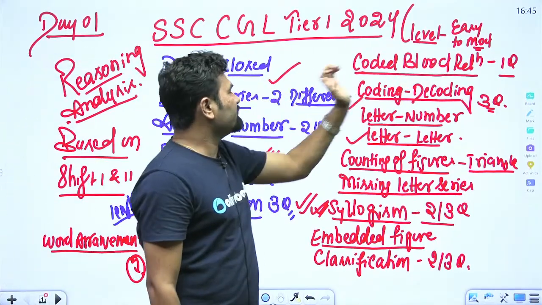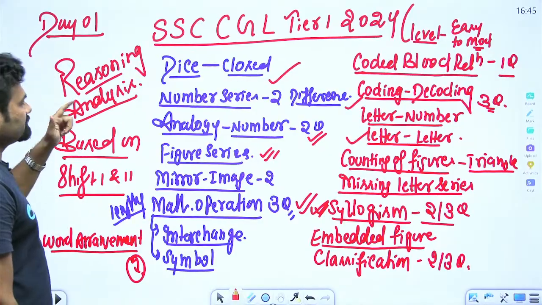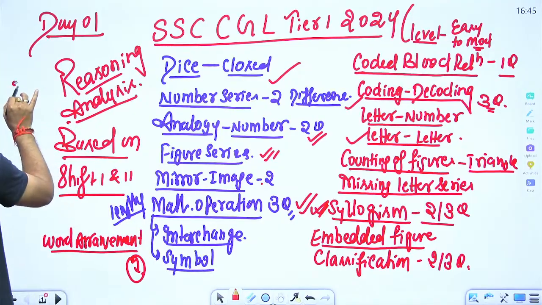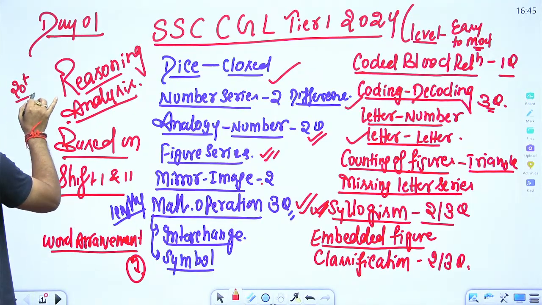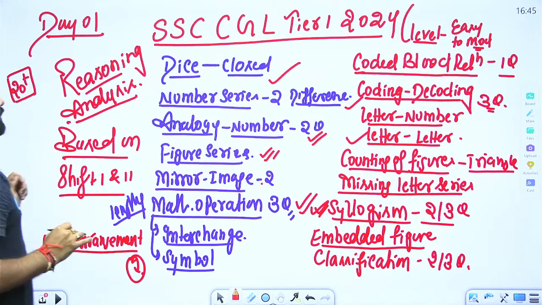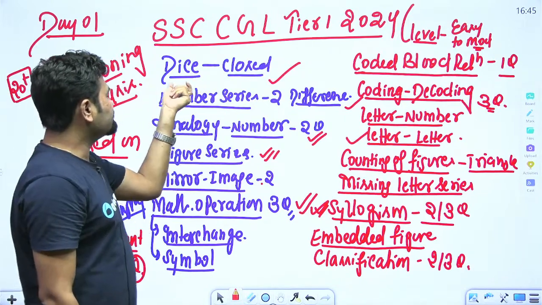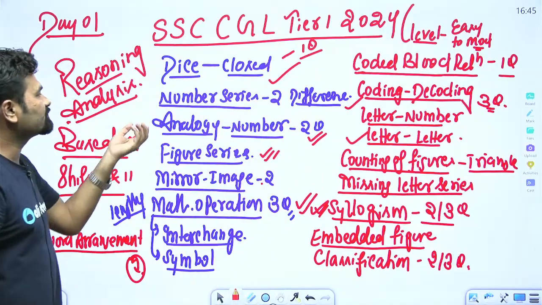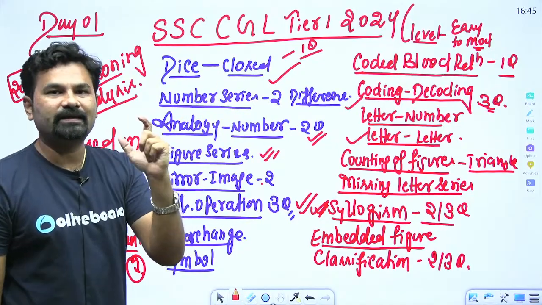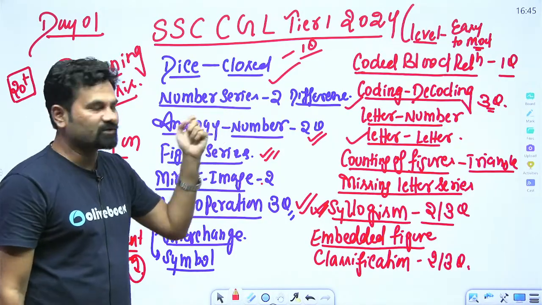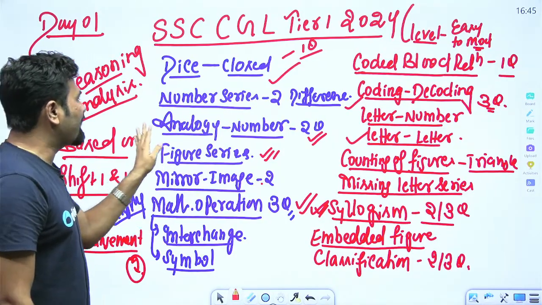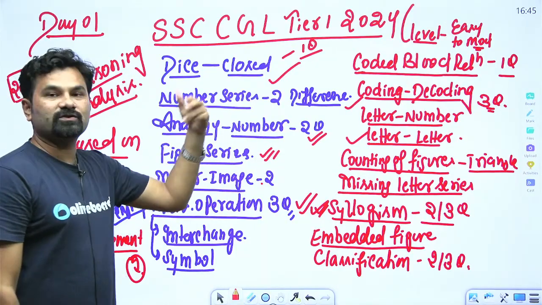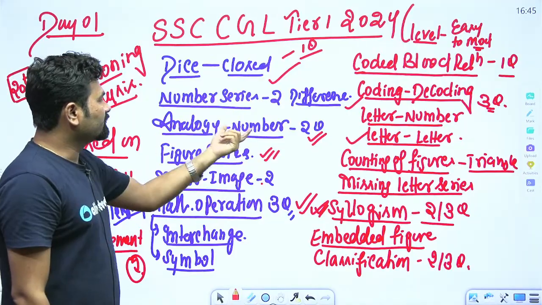The level was easy to moderate, and most students attempted 20 plus questions out of 25. There is one question from closed dice, and two questions from number series based on the difference. There are two questions from analogy, based on numbers, analogous to each other, and number based analogy.